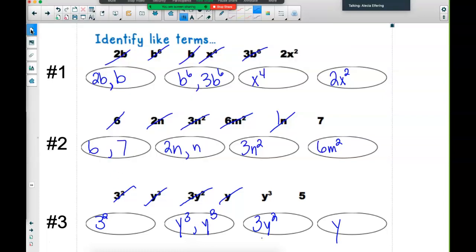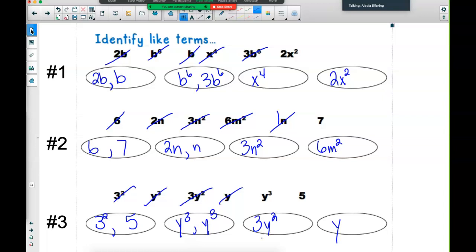Where should the 5 go? I have a feeling this is maybe where some people got stuck. With the 3 to the second power, the 3 to the second power is 9. Right, with the 3 to the second power. Because they don't have letters. Anything that doesn't have letters goes together.